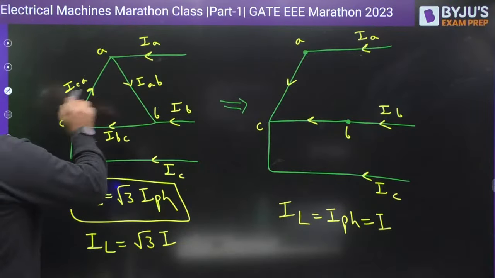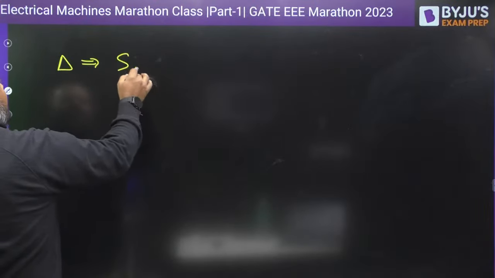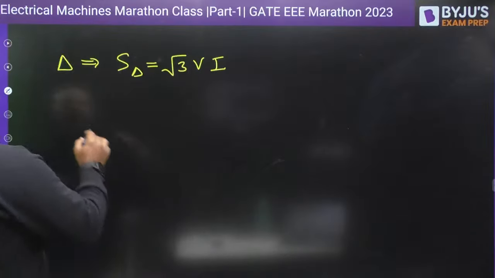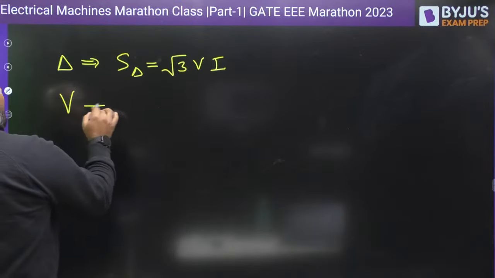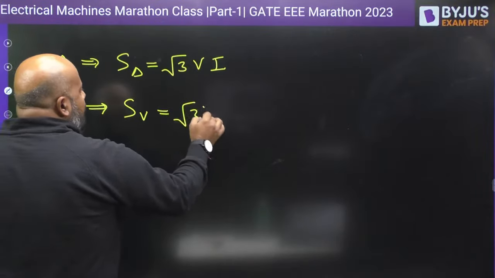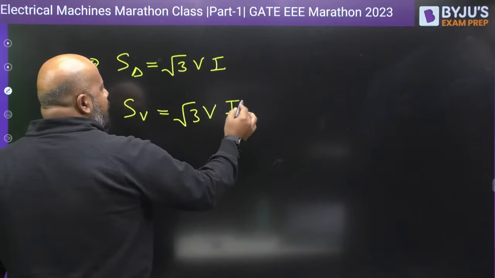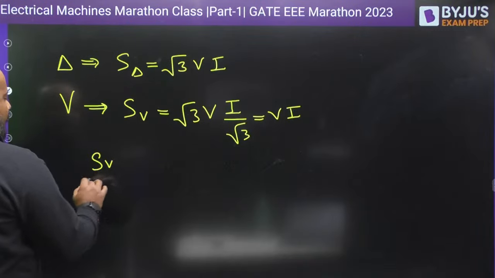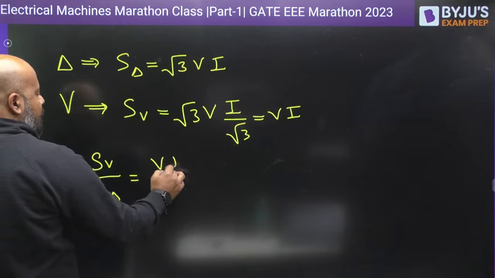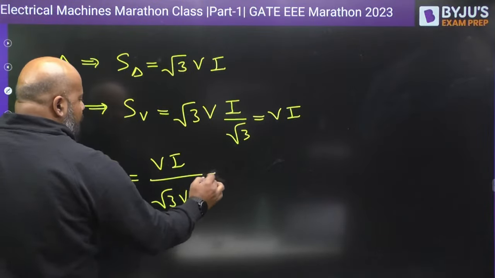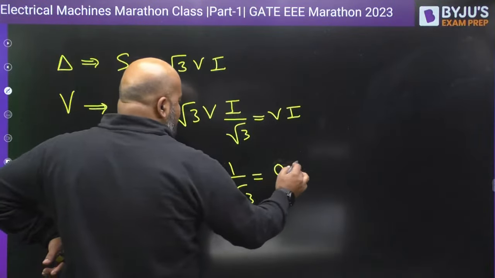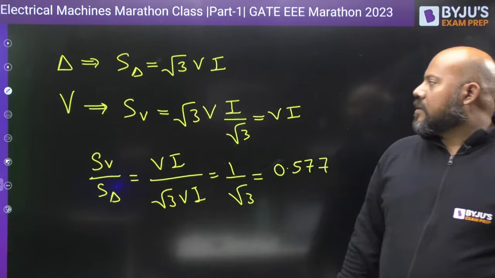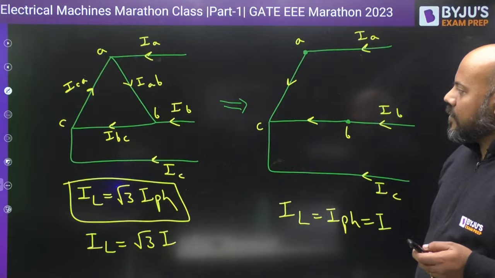If for the delta connection you write the power as √3 times V and I, where V and I are the line RMS values for three phase, then for open delta connection it becomes √3 times voltage times the phase current, that is I divided by √3. So it becomes VI. If you compare the power output of open delta and delta connection, it is VI over √3 VI, which is 1 upon √3, somewhere around 0.577. So the open delta connection functions at about 57.7% of the output, with reduced capacity.